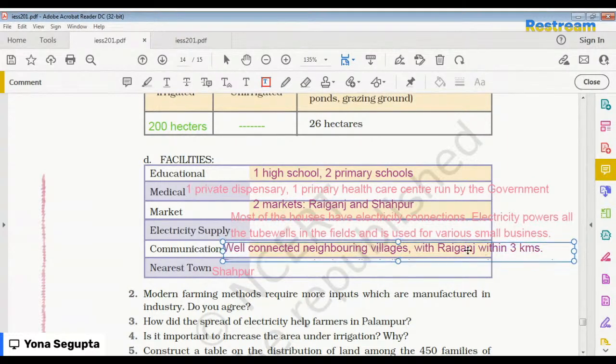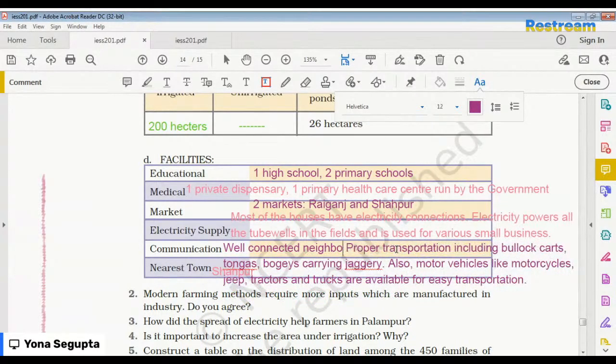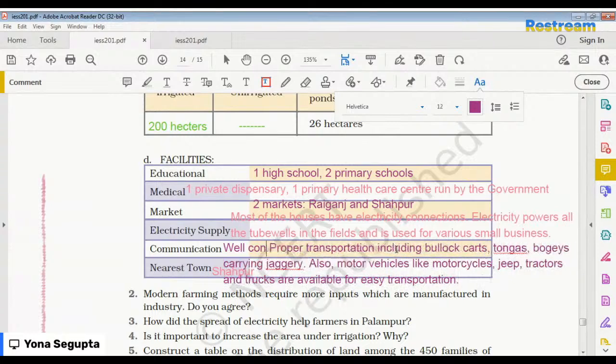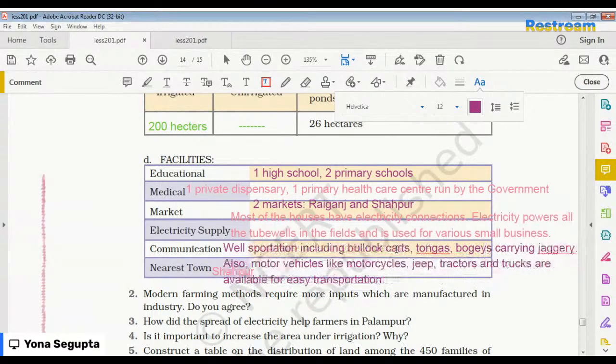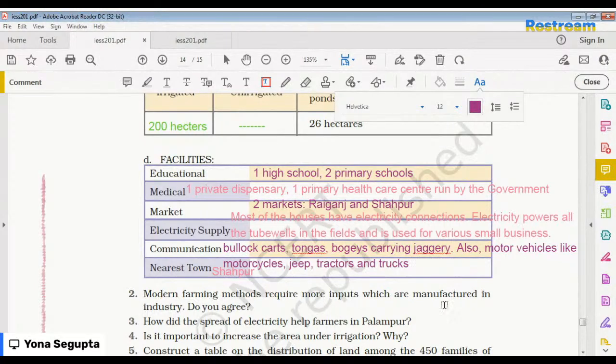Okay, here you don't need to write this part, that there is 3 kilometers, well connected neighboring villages. Proper transportation is there. Here I don't have place, so I can't write it here, but you all will obviously write here. These are some which are available. Okay, so I think it is done overall.